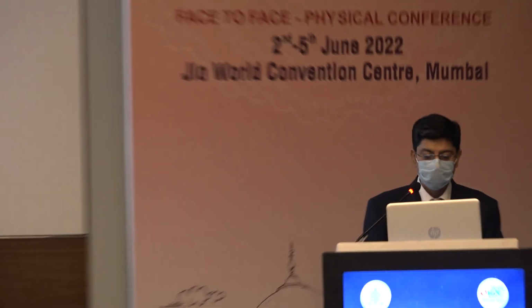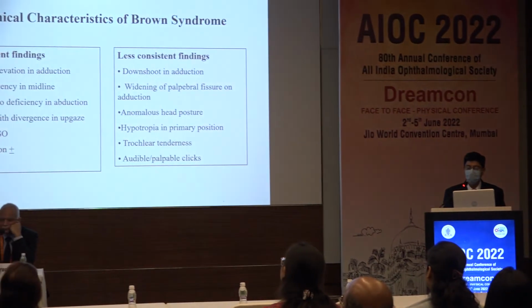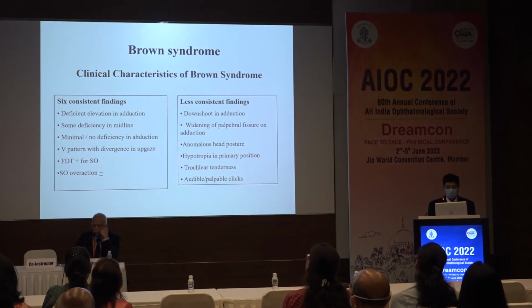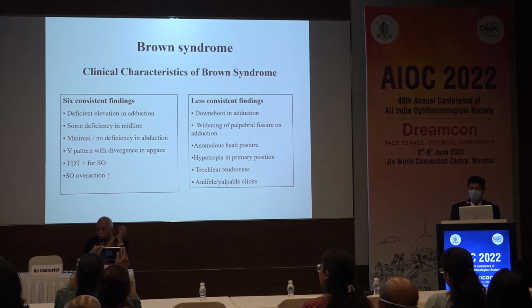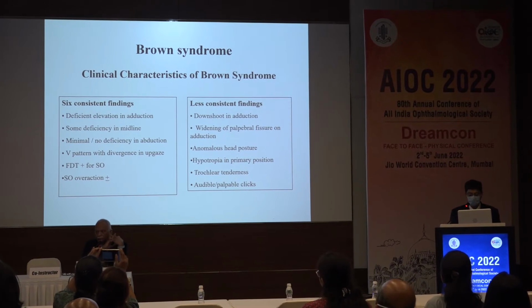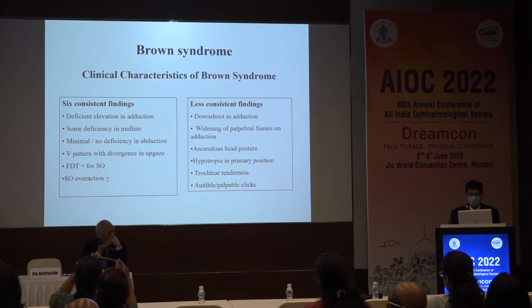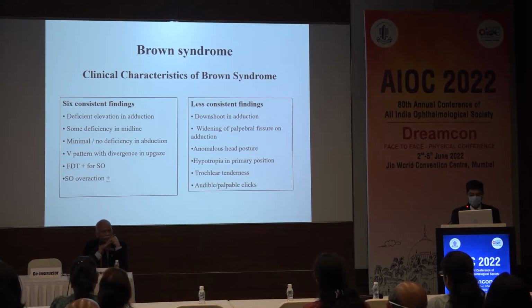The key investigation to do is to test for the tightness of the superior oblique, which would be tight, and you may not have a superior oblique overaction. But along with that, rarely you may see a significant downshoot in adduction, a widening of the palpebral fissure on adduction, an anomalous head posture because the patient will have the head turn onto the same side so that there can be vertical alignment in the opposite gaze. Again, associated with hypotropia in the primary position.